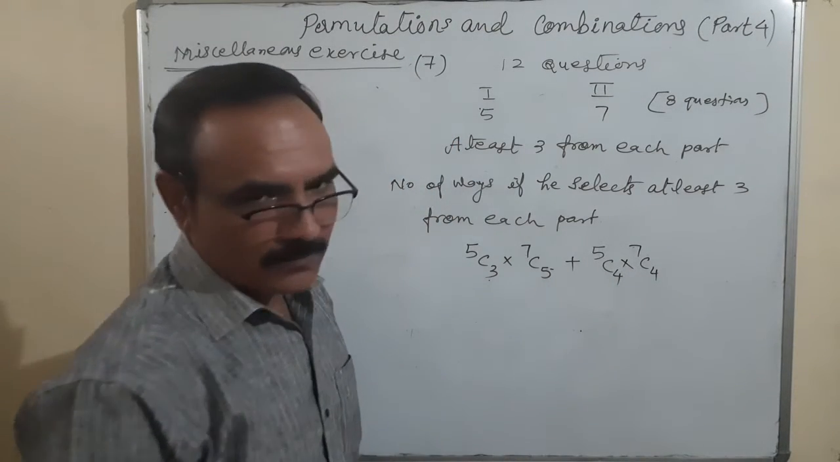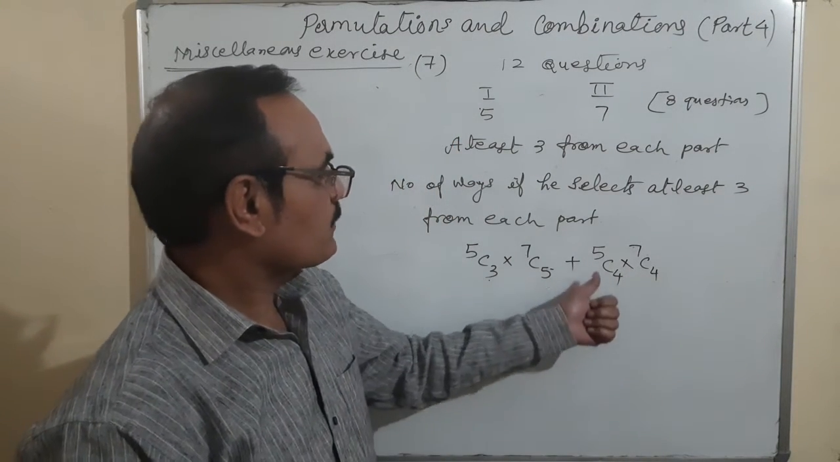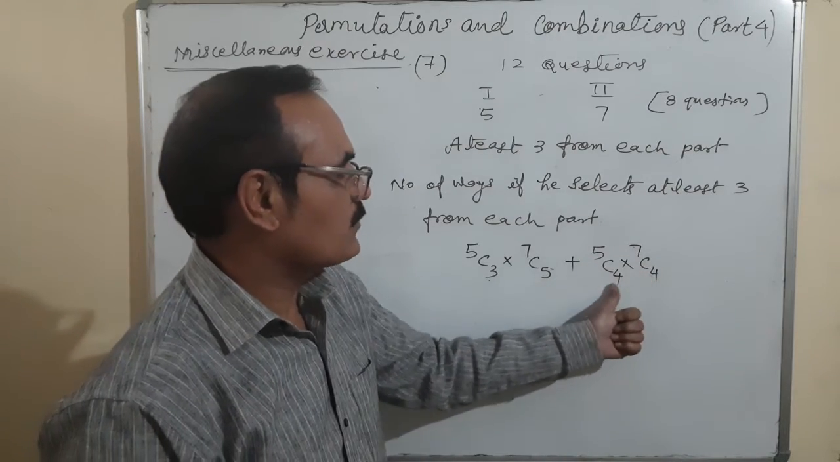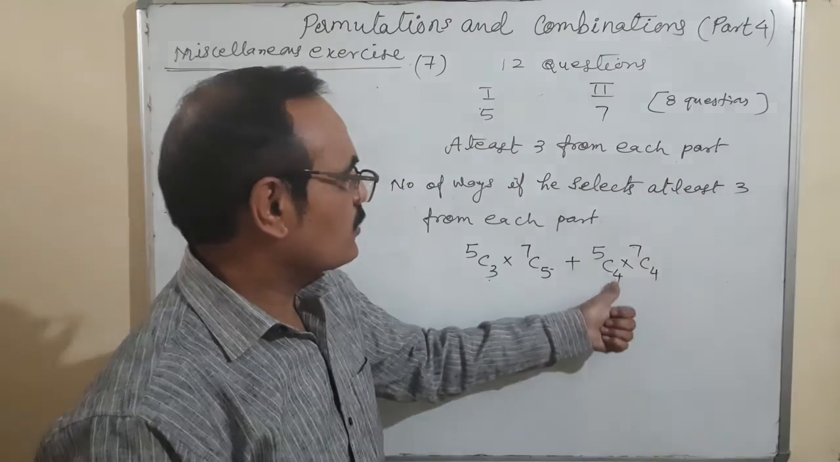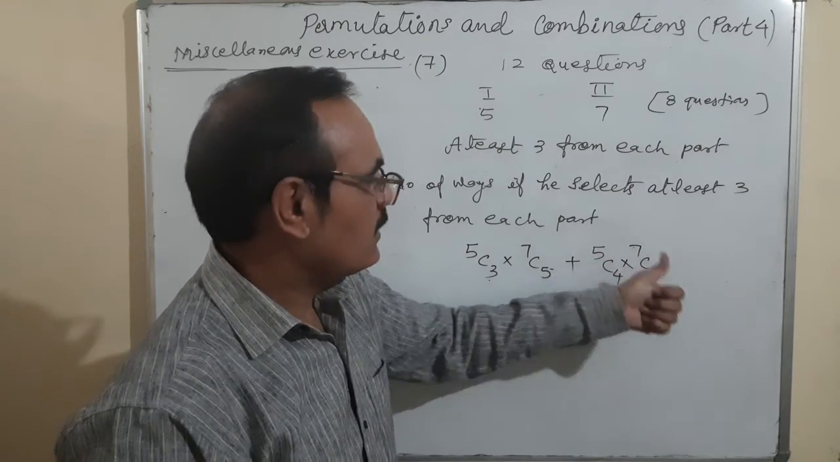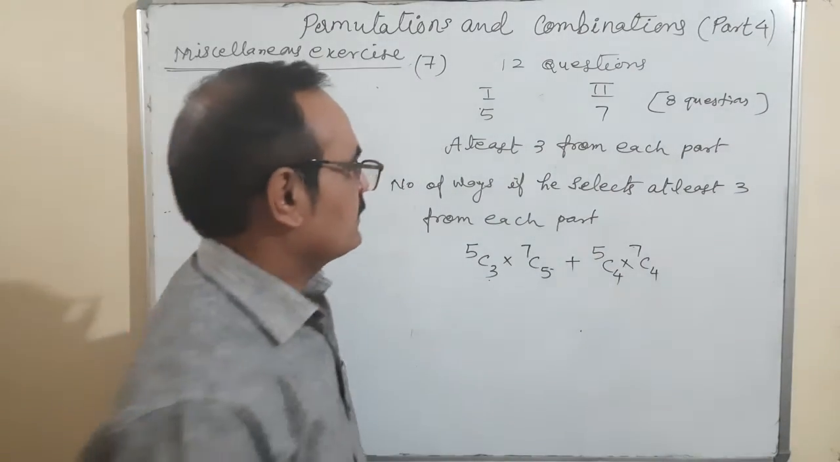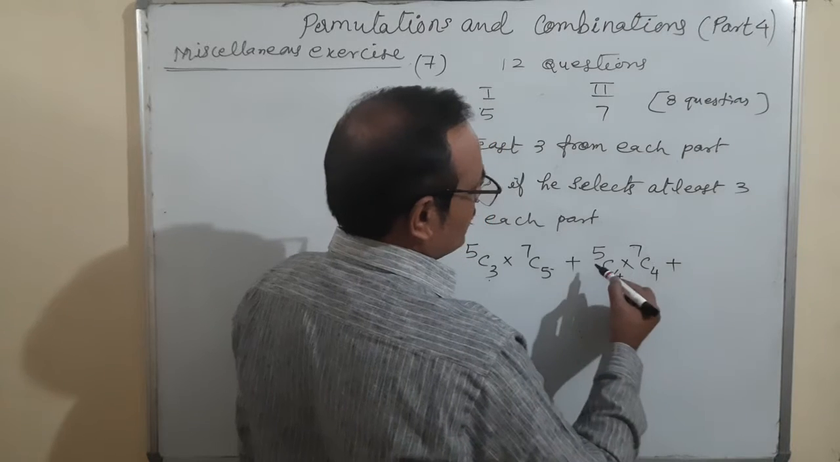At least 3 from each. Condition select, it's okay. 5C4, 7C4, 4 plus 4, total 8 questions. 4 selected from the first part of 5 and 4 selected from the second part. Plus one more condition, see whether it is possible.